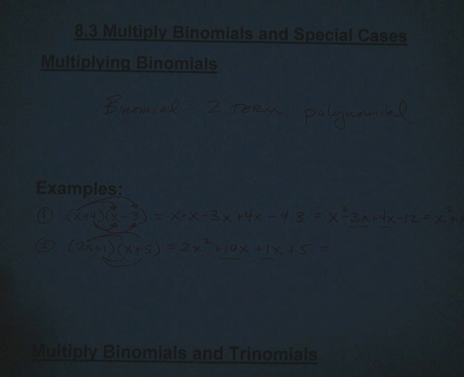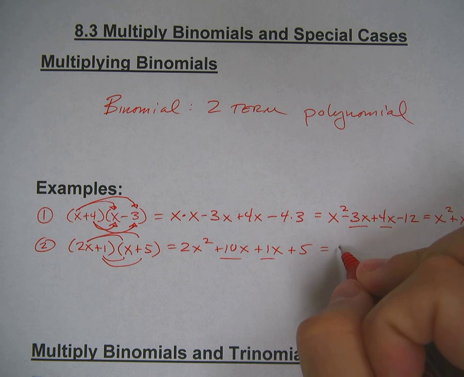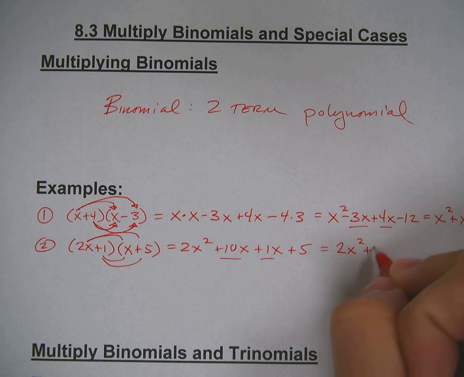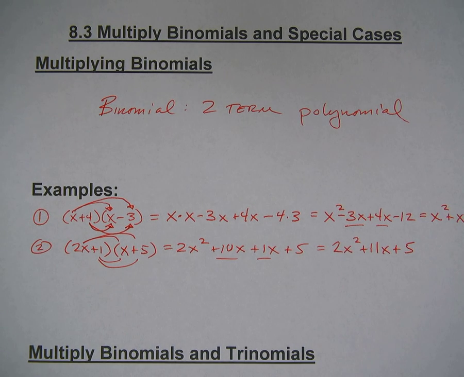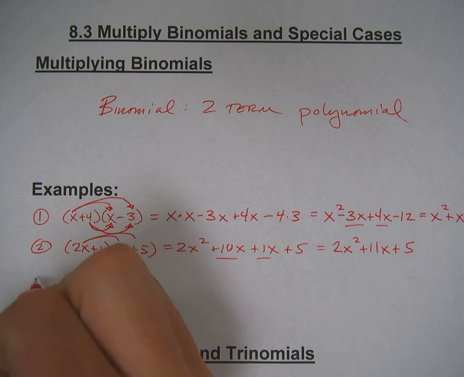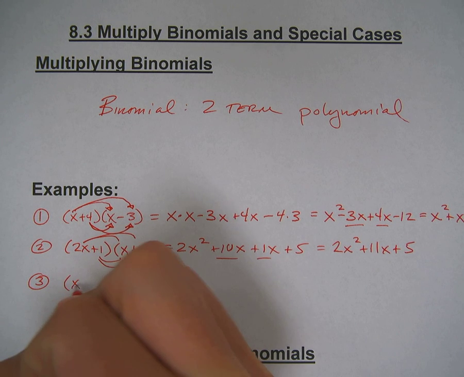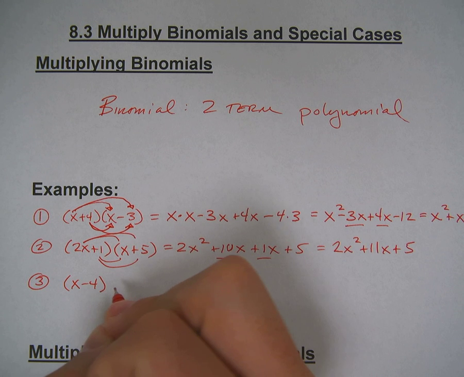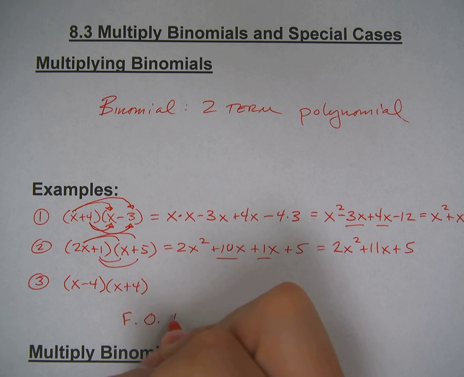Combine like terms. Oops, sorry about that. There we go. Lights just went out. You get 2x squared plus 11x plus 5. Okay, fairly simple. Now some people use a word to describe this type of multiplying, and that is the word FOIL. So for instance, let's do one more example. Sometimes people use this word, FOIL.